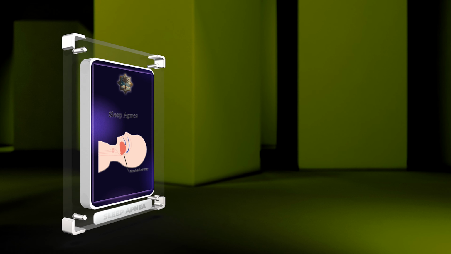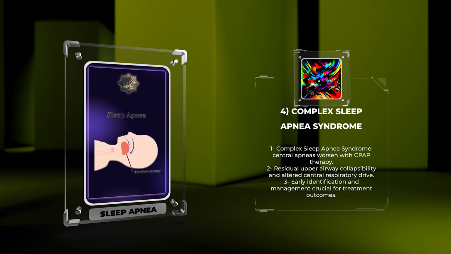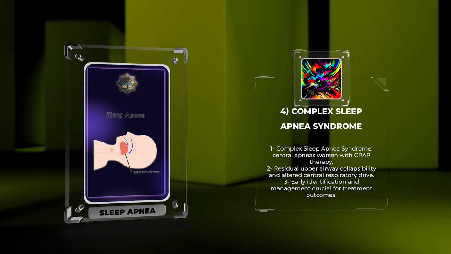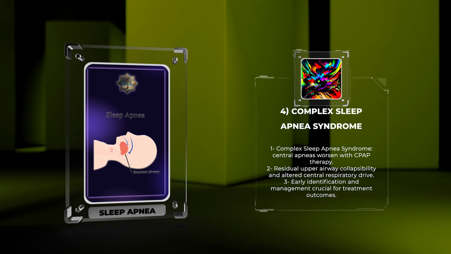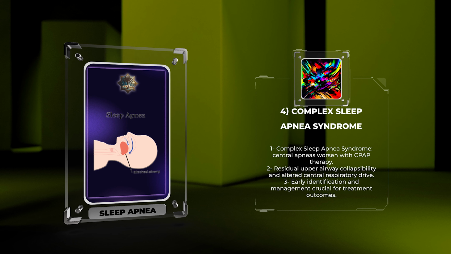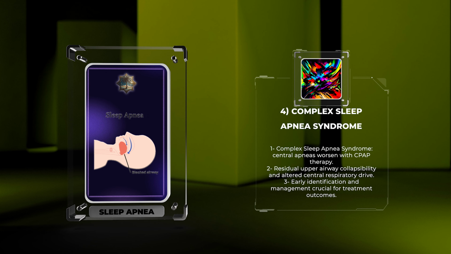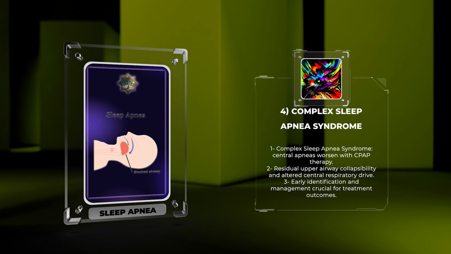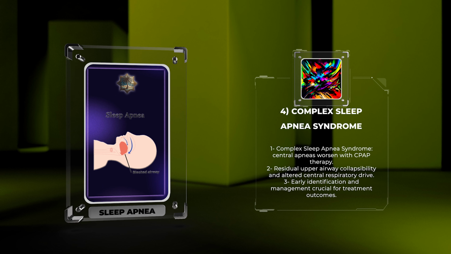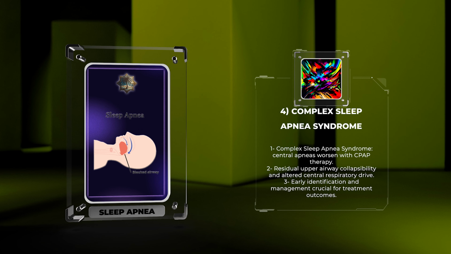Complex sleep apnea syndrome, also known as treatment-emergent central sleep apnea, refers to a condition where central apneas emerge or worsen following the initiation of continuous positive airway pressure, CPAP, therapy for OSA. The exact mechanisms underlying this phenomenon are still under investigation. It is believed that a combination of residual upper airway collapsibility and altered central respiratory drive contributes to the development of complex sleep apnea syndrome. Early identification and appropriate management are essential in such cases to optimize the treatment outcomes.